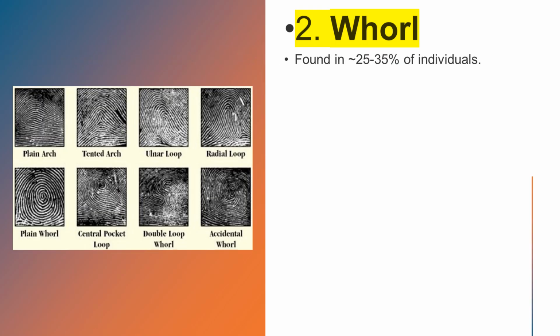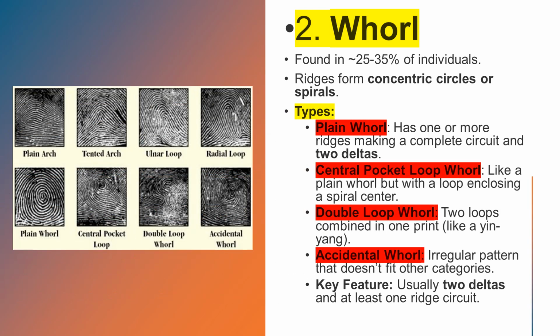Found in 25-35% of individuals. Ridges form concentric circles or spirals. Types. Plain whorl has 1 or more ridges making a complete circuit and 2 deltas.